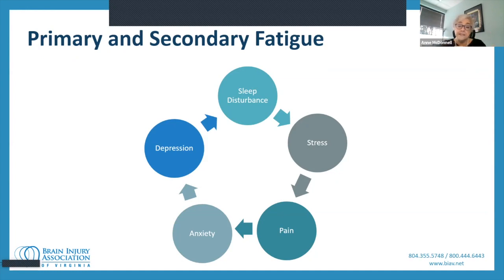We've talked about sleep disturbances, and stress, pain, anxiety, and depression are all factors in making somebody feel more fatigued than they are. Pain is exhausting. And so individuals who have perhaps altered gait patterns or who may have to sit in a wheelchair all day are going to have some of those things that just make life tougher.